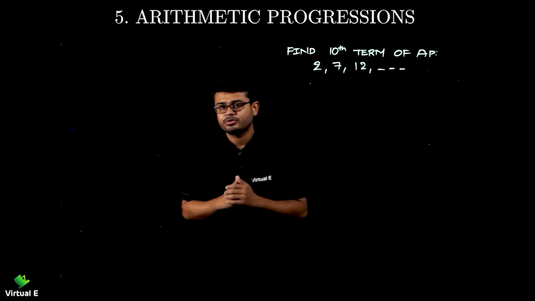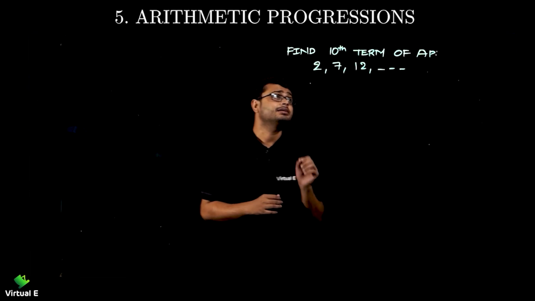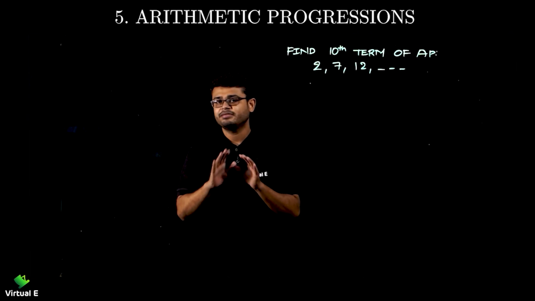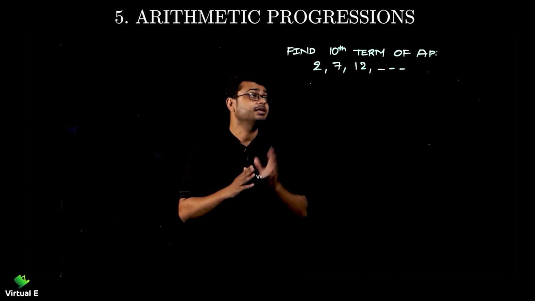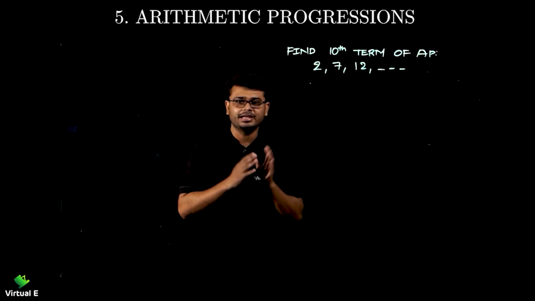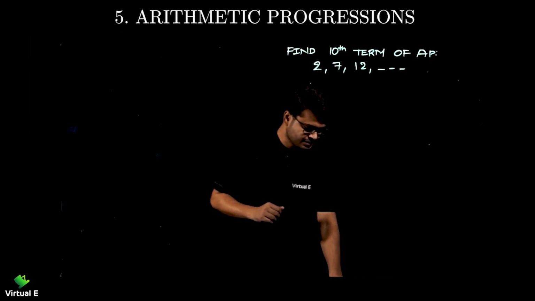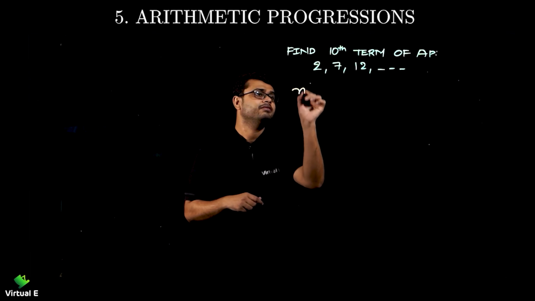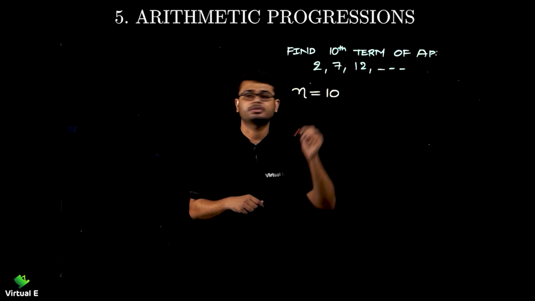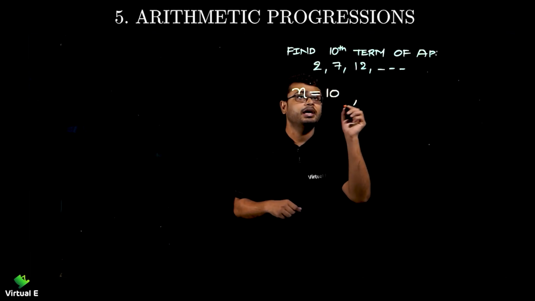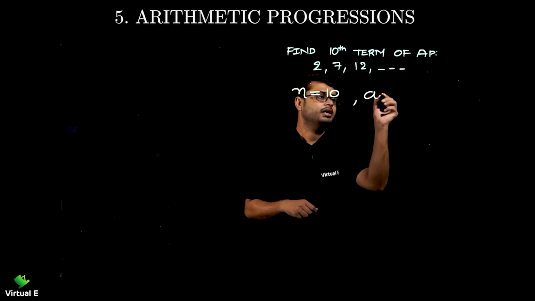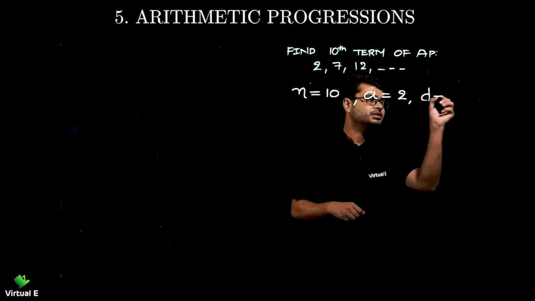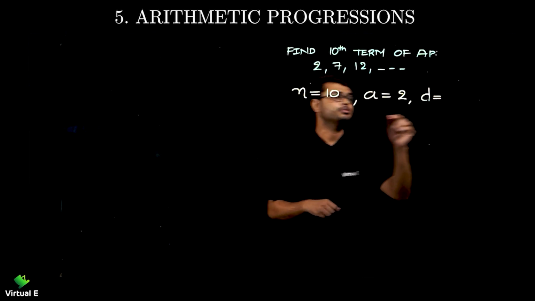Let's discuss one more question. Find the 10th term of the AP. Previously everything was ready-made given to us: a, d and n. Here some information is given indirectly. So let's start with that case. First of all, the 10th term, so can we write n is equal to 10? Now a is the first term, a is equal to 2. And the common difference d is 7 minus 2, that is 5.